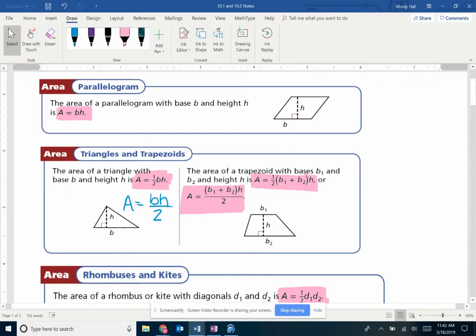The first one is area of a parallelogram, and it's just base times height, so whatever your base is times whatever your height is. Sometimes you might have to calculate this, depending on what you're given, so just make sure you have an actual base and actual height.